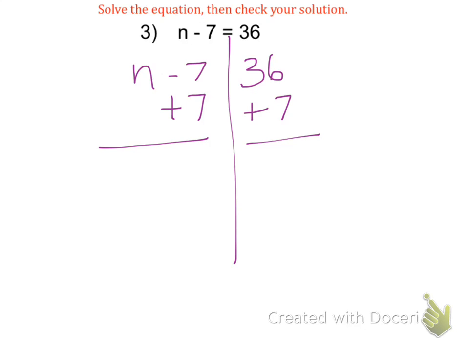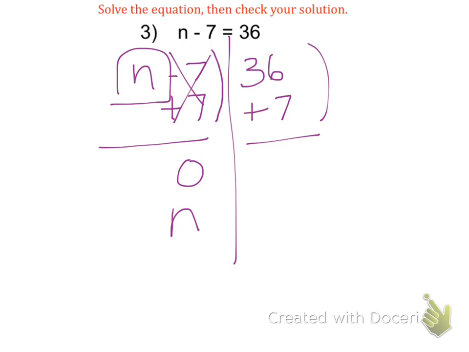Come over to the left, I am going to do a negative 7 and a plus 7. You can also think of that as 7 minus 7. These also kind of cancel out, it just equals 0. So on our left side we have n left over, and on the right side we do 36 plus 7, and we get 43.